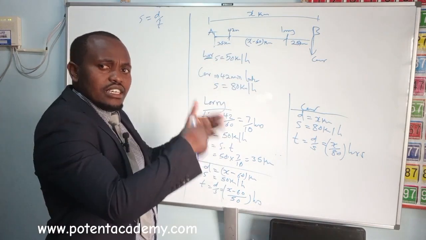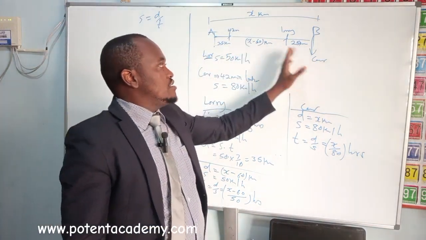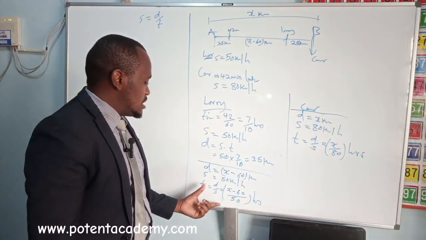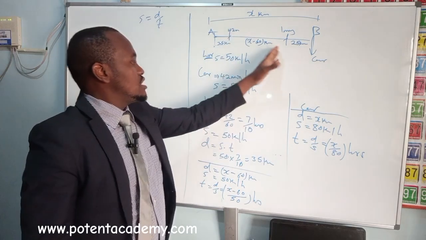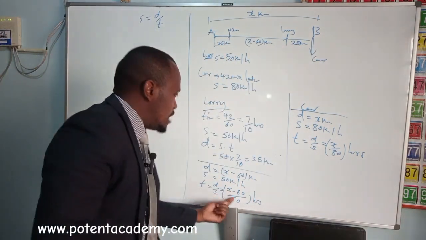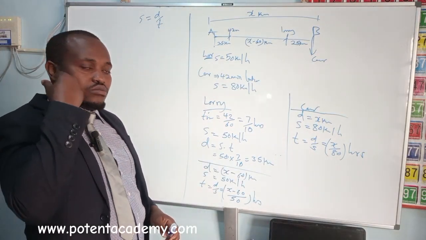When the car started, the lorry had already covered 35 kilometers. And when the car arrived, the lorry had still some distance to cover. So this is the time the lorry takes to move this distance, and it's the same time the car takes to move to here. So this time is equal to this. That is what we are supposed to equate.